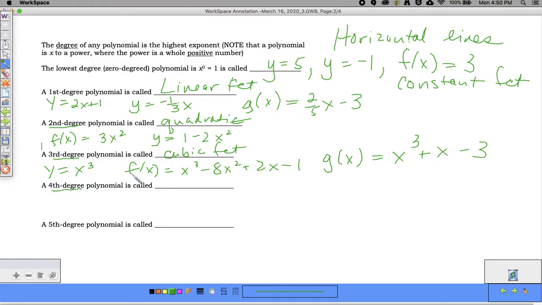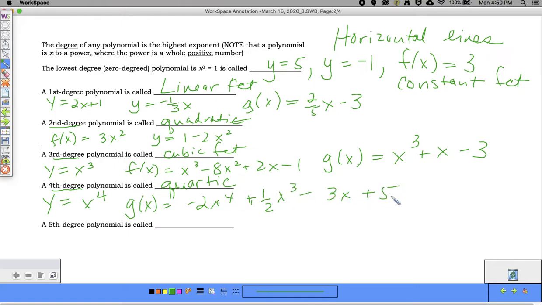If you march on to a fourth-degree polynomial, do you guys remember what that's called? If you said quartic, bravo, that would be a quartic function, and you could say y is equal to x to the fourth. You could say g of x is equal to -2x to the fourth plus 1/2 x cubed minus 3x plus 5. Just so long as, no matter what those terms are, the highest term has a degree of 4.